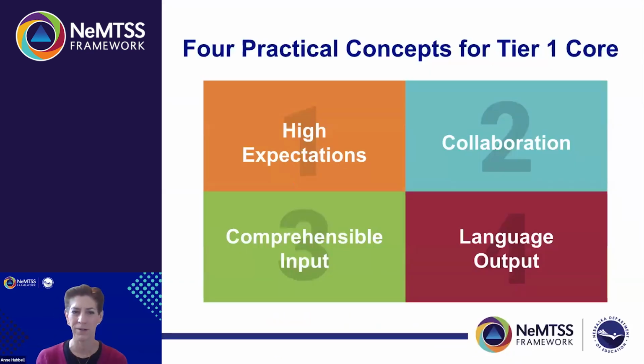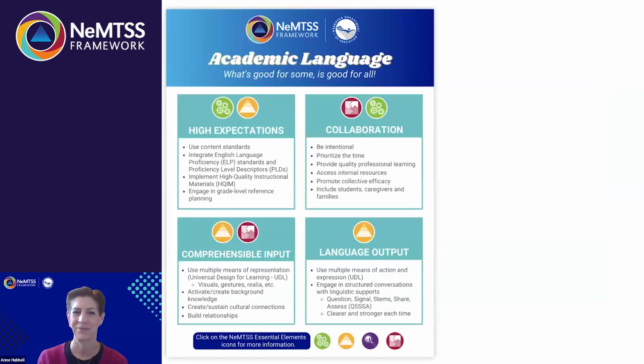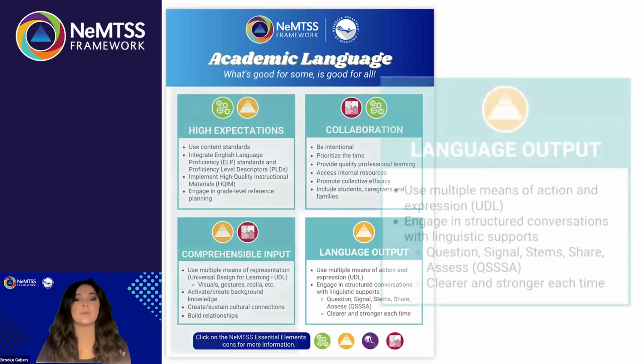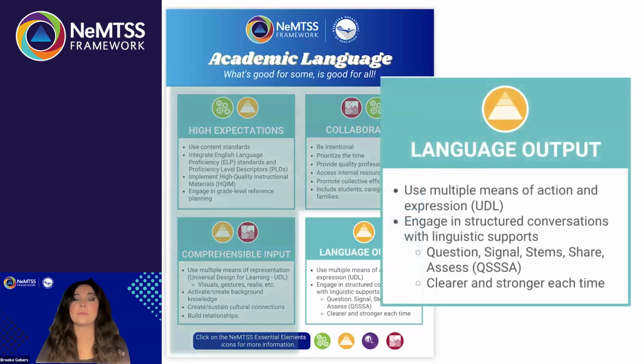This four-part webinar series will cover 4 practical concepts that can be employed immediately at Tier 1 core to support the use of academic language. These concepts are essential for the success of multilingual learners, but they are good for all students. In this webinar, we will be addressing language output as part 4 of the series. This is a poster available as a PDF link below the video. As you can see, we've identified a few key bullets that represent language output that we'll address later in the webinar.